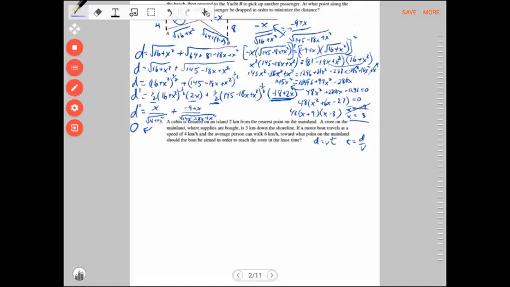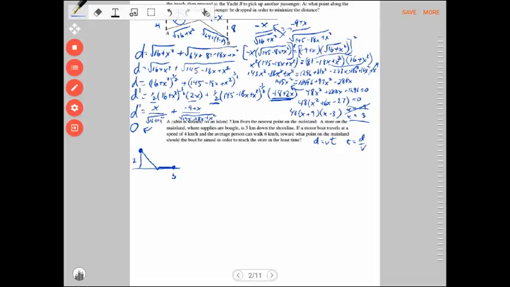Okay, so that's easy enough. Let's draw a little picture here. So here's our island. Okay, here's the mainland. So we are situated 2 kilometers off the mainland, and our store is 3 kilometers downshore. So we are trying to drive somewhere along there with the boat, and then walk the rest of the way.